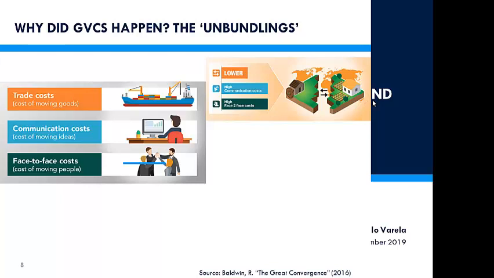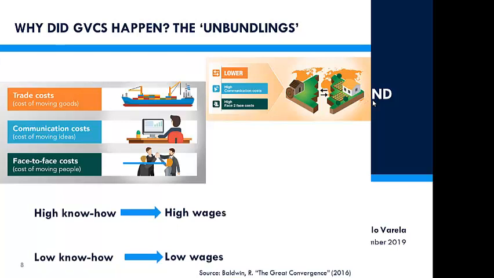The first unbundling happened after the first industrial revolution in the 1800s, where the costs of moving goods fell. And they fell because they had the steamboat, and so it was cheaper to move goods across oceans, and you have railways, and you could move goods across space, right? And so that reduction in trade costs, with communication costs still being high, meant that you separated consumption and production.